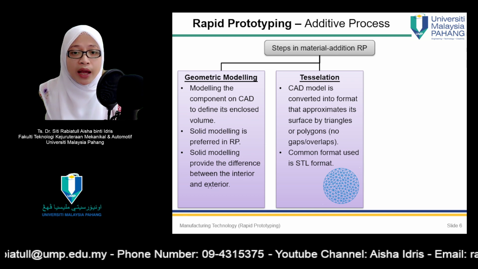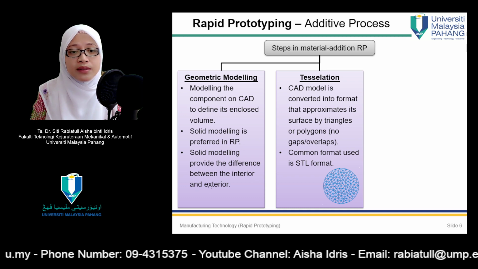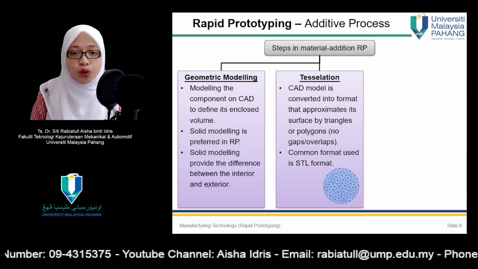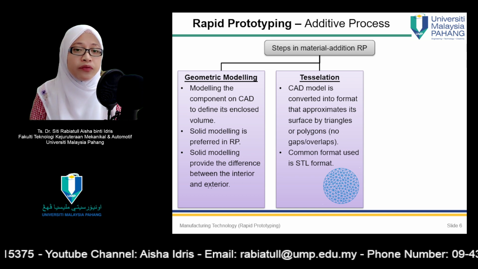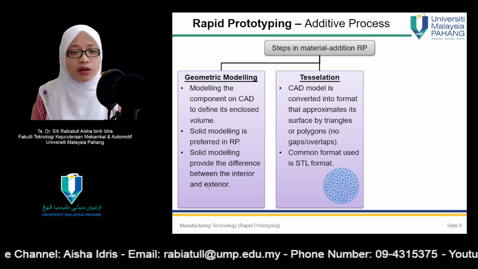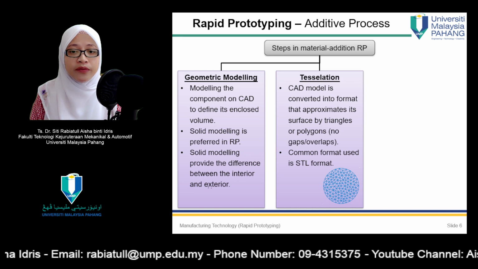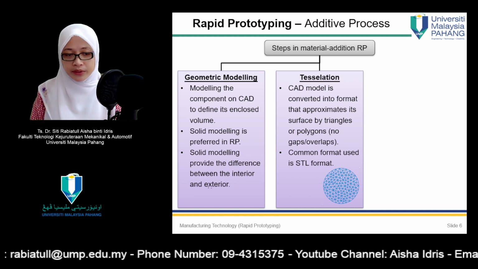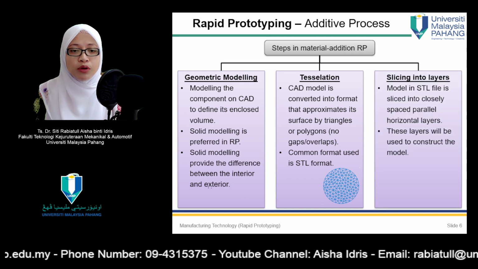Number two is tessellation of the geometric model. In this step, the CAD model is converted into a format that approximates its surfaces by triangles or polygons, with their vertices arranged to distinguish the object's interior from its exterior. The common tessellation format used in rapid prototyping is STL, which has become the de facto standard input format for nearly all RP systems.